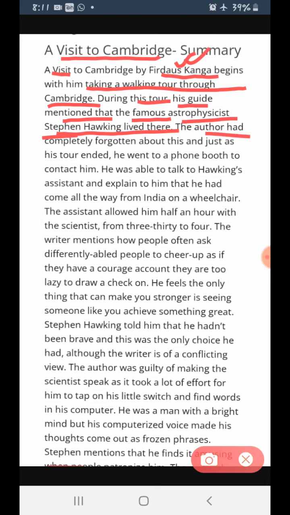The author had completely forgotten about this, and just as his tour ended, he went to a phone booth to contact him. Okay, so he had completely forgotten about Stephen Hawking. Fine. And as he completed his tour, he had completed all his work, he went straight away to the phone booth to contact him. Okay, because in earlier time there were no cell phones, there were no mobile phones, and there were only landlines. So what they had to do? They had to go to the telephone booth in order to make a call. So similarly, even Firdaus Kanga, he had gone to the phone booth to contact him. That means to call Stephen Hawking.